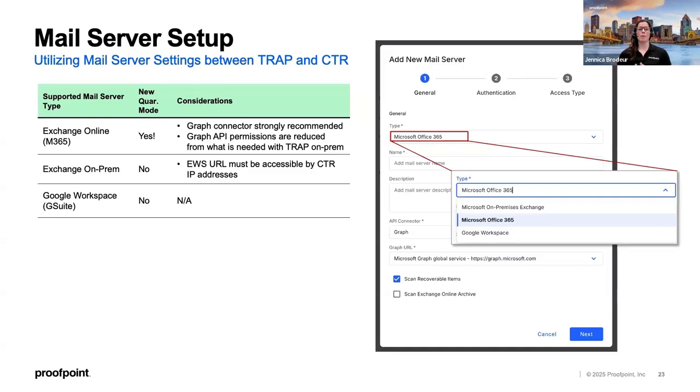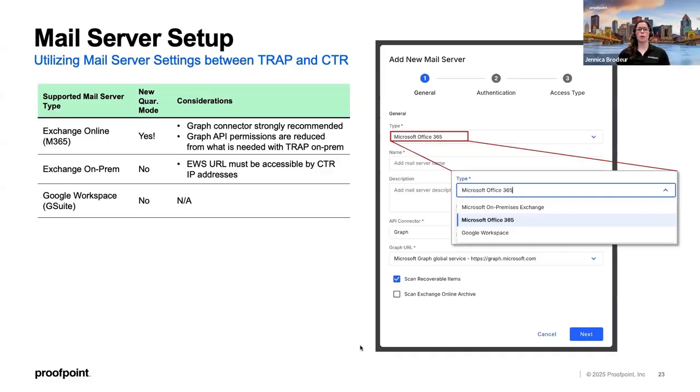The second reason is that with Graph we see a much better experience on Cloud Threat Response with that latest API endpoint on the Microsoft side. So we want you to have the best experience on Cloud Threat Response, and in order to do that, we recommend leveraging Graph. There is a reduced set of permissions. If you are moving your Graph connection from TRAP on-prem to Cloud Threat Response, you will have to make a couple of adjustments there, but it's all detailed in the guide for you.